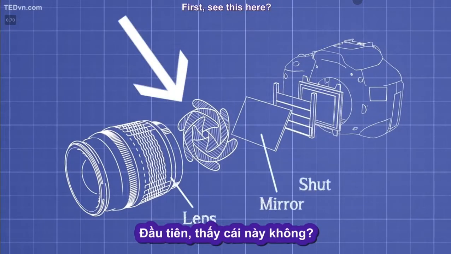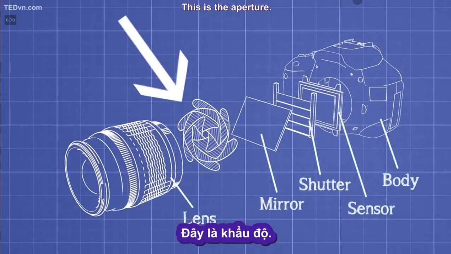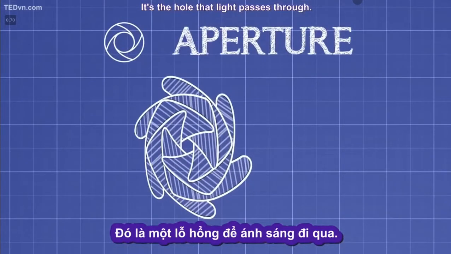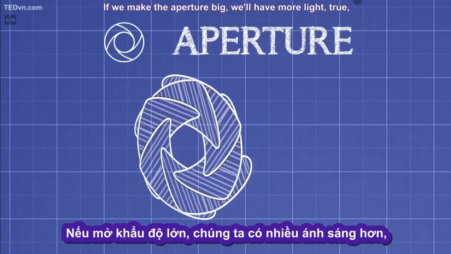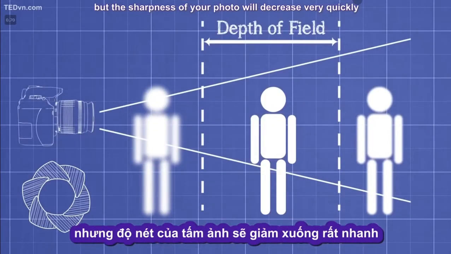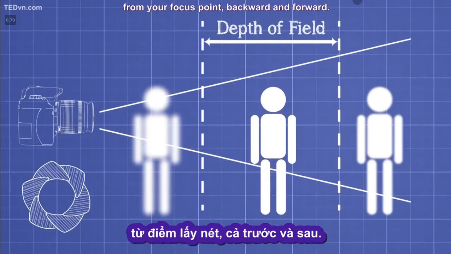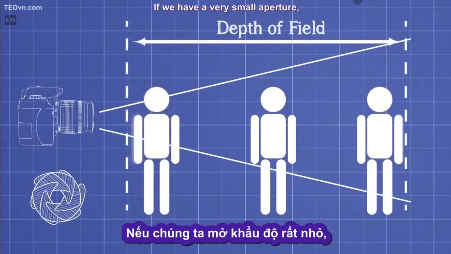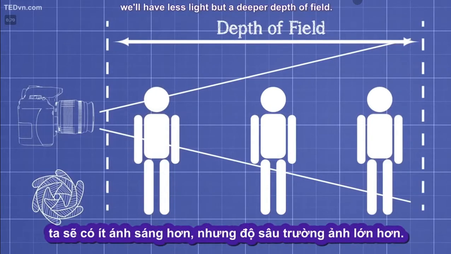First, see this here? This is the aperture. It's the hole that light passes through. If we make the aperture big, we'll have more light, true, but the sharpness of your photo will decrease very quickly from your focus point, backward and forward. This is what we call shallow depth of field. If we have a very small aperture, we'll have less light, but a deeper depth of field.